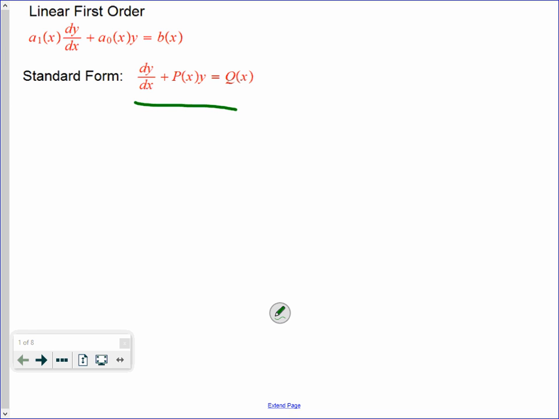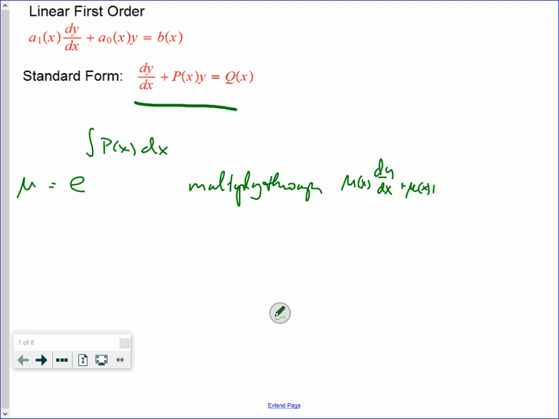And this is not the only type of DE we're going to use integrating factors on. We write it in standard form first. We have the general form, and we write that in standard form, basically dividing through by a1, the coefficient of dy dx, so that it's 1. Then take the integral of the function in front of y, take e to that power, and that's going to be our integrating factor, which we call mu. Then multiply through. So we have mu of x times dy dx plus mu of x times p of x times y equals mu of x times q of x.